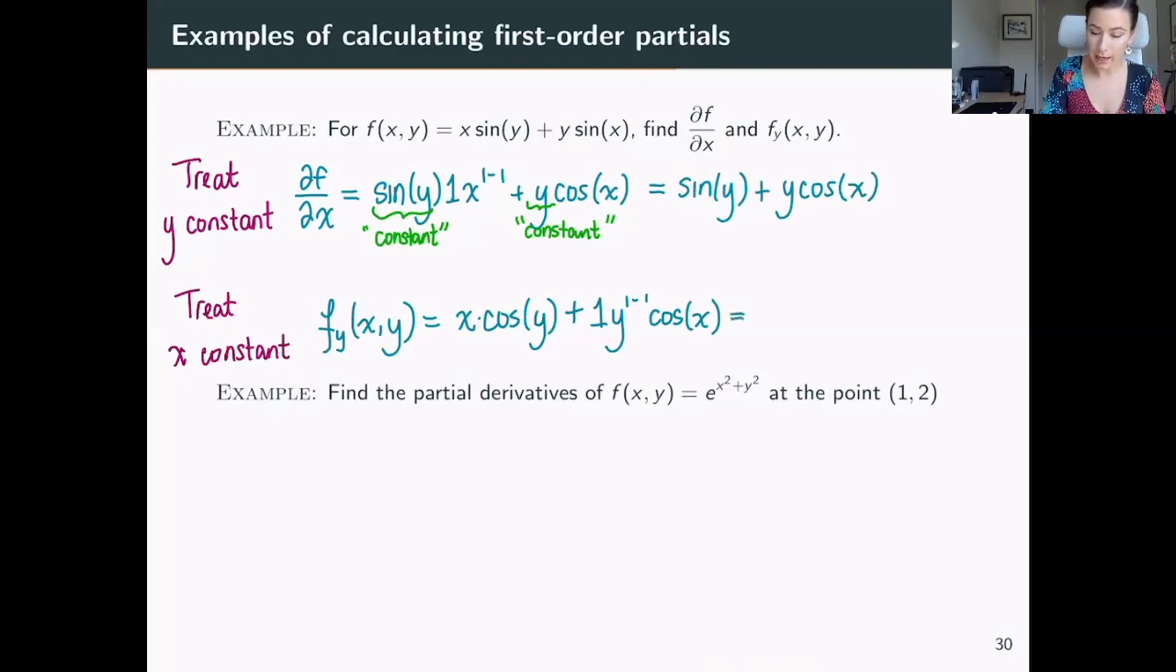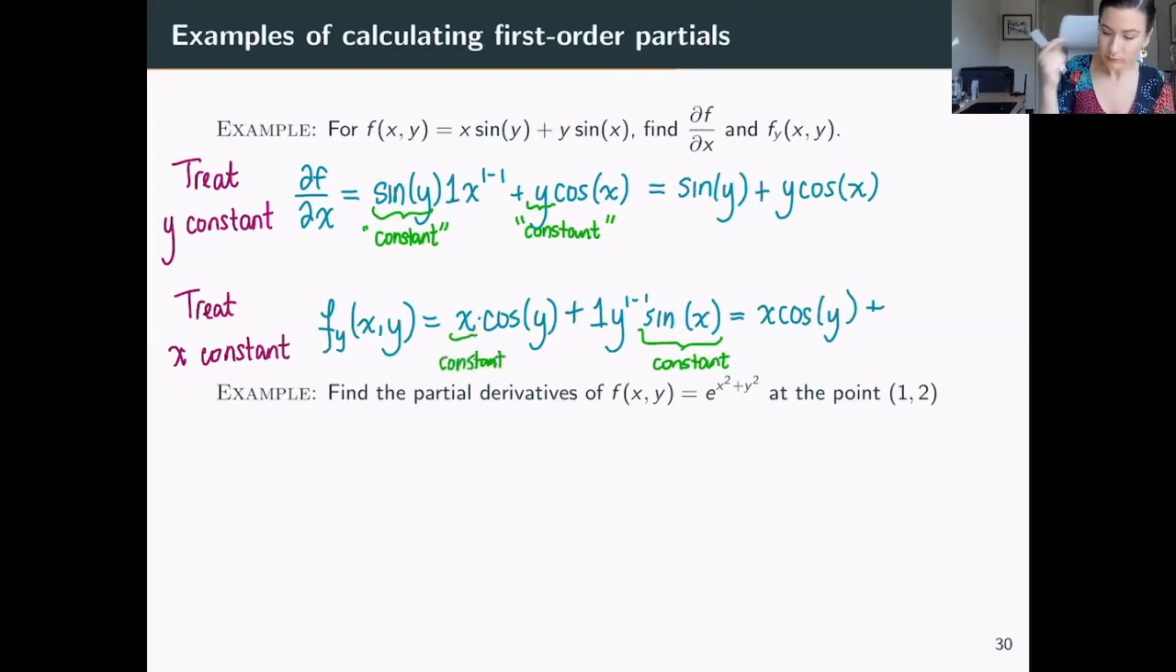And at the bottom, I have x cos of y, plus, and that should be a sine. Sorry for that typo. So here, this should be sine of x, because that is just a constant. So here, this is a constant, and here, this is a constant. So we have that plus just sine of x.